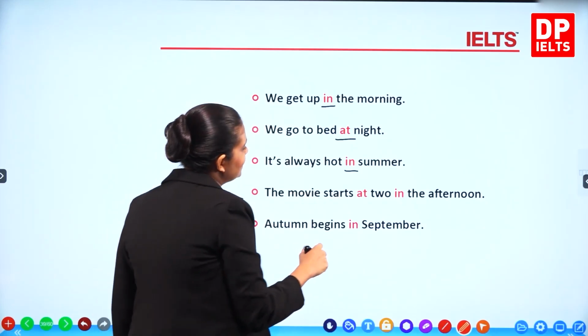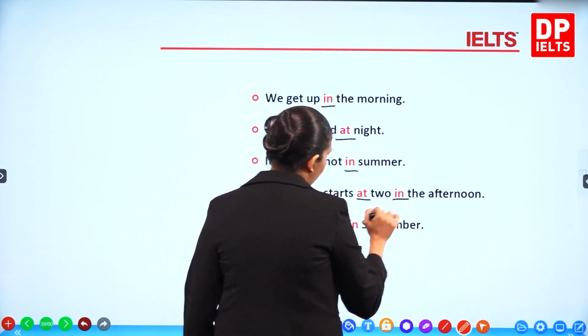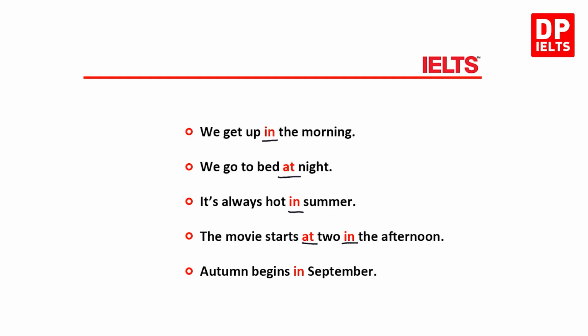The movie starts at 2 in the afternoon. So specifica என்ன டைமுக்கு தொடங்குது என்று சொல்றதால at 2. In the afternoon, பகல் நேரம். 2 பகல் நேரத்துல. So பகல் நேரம் என்றது ஒரு பொதுவான விஷயம். So we say in the afternoon.